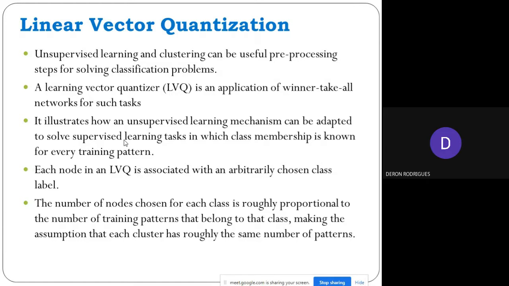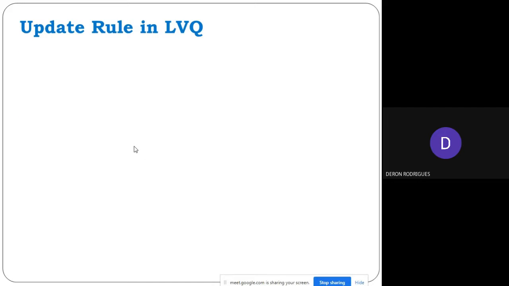The number of nodes chosen for each class is roughly proportional to the number of training patterns that belong to that class, making the assumption that each cluster has roughly the same number of patterns. So, for example, if there are six patterns, three belong to class one and three belong to class two. Now, what is the update rule in LVQ?